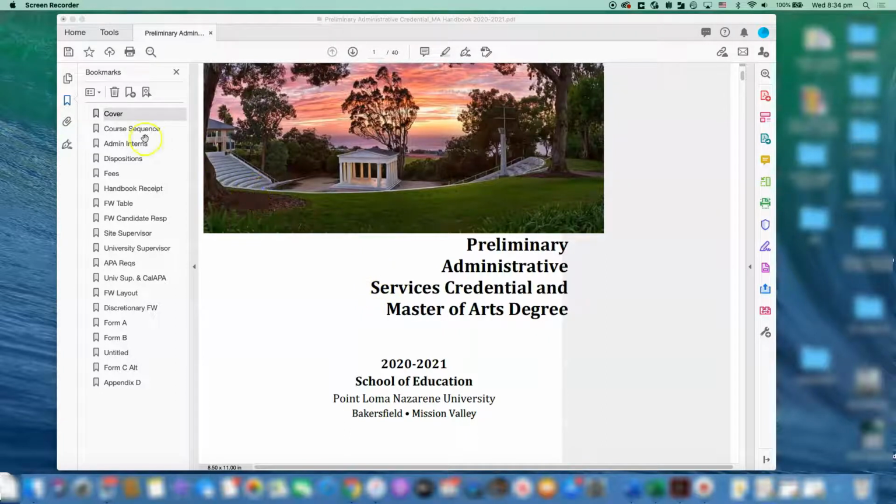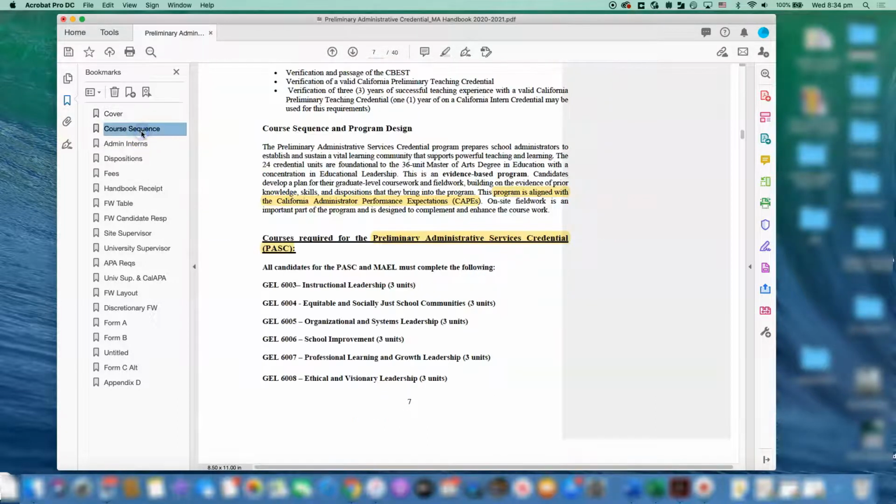It's a little different than the previous version for 2019 and 2020. So we're going to start first with the course sequence of the courses that you're going to be taking for your program and working towards your credential. It is aligned with the CAPES, which stands for California Administrative Performance Expectations. That's what you are required to know and understand and be able to exemplify through the CTC.